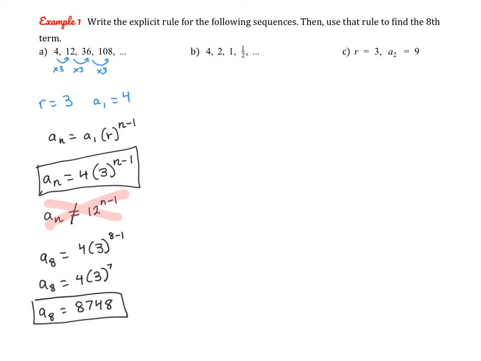I also would like to point out, if you plug this into your calculator just like you see it here, you should get the right answer because your calculator will always follow order of operations. So if you're typing it in carefully, you should be fine.